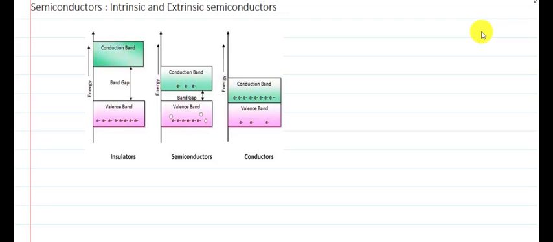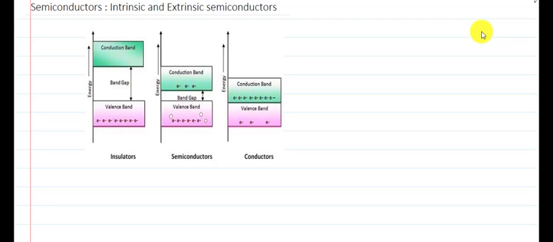In the previous lecture, we have studied about the classification of semiconductors on the basis of the nature of atoms. So, semiconductors are classified as elemental and compound semiconductors. In this lecture, we are going to study about another classification of semiconductors, that is intrinsic and extrinsic semiconductors.